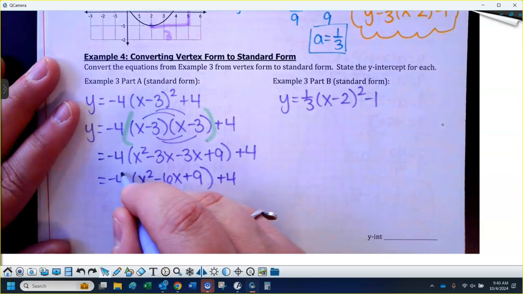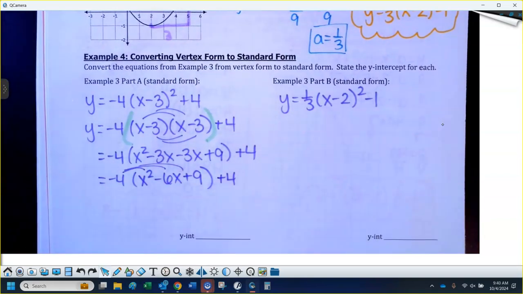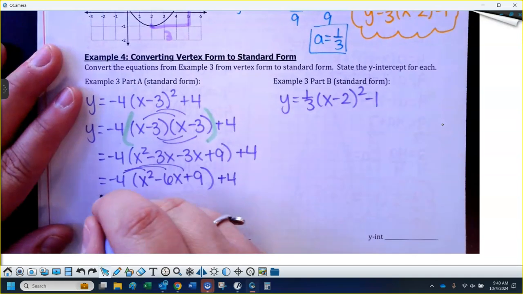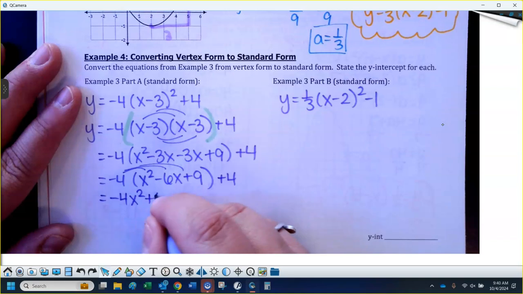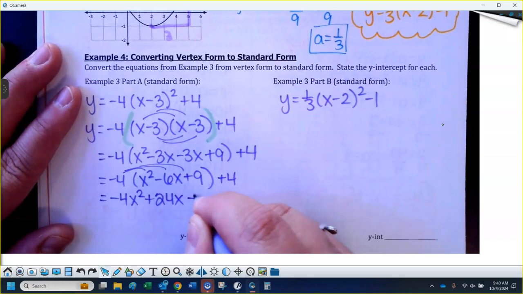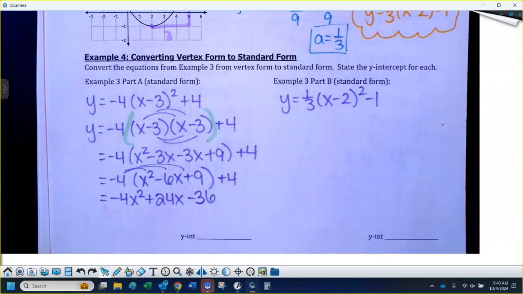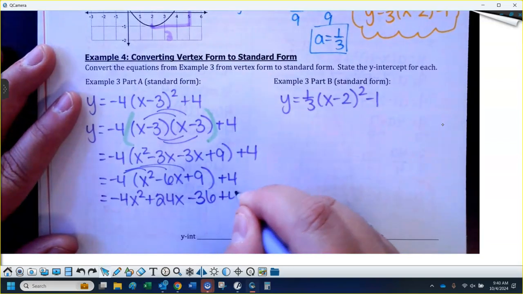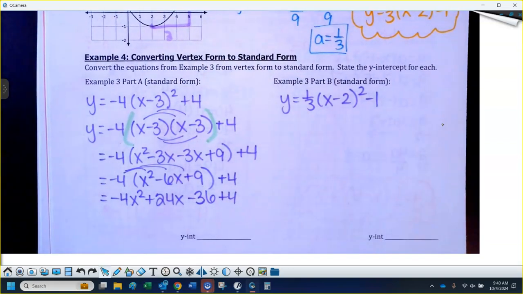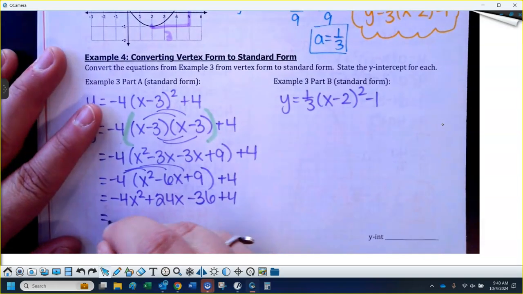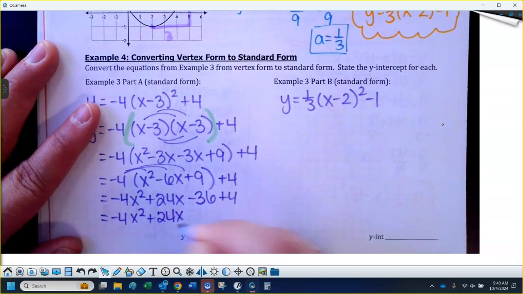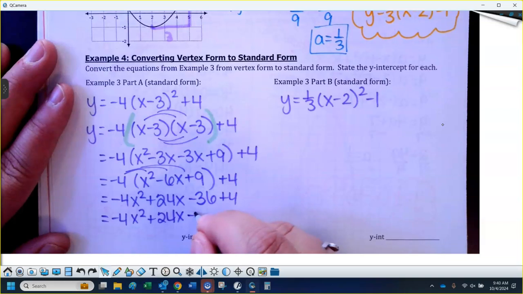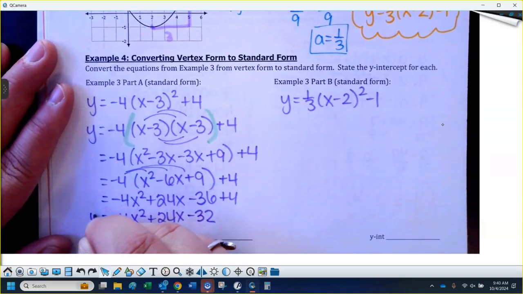You only distribute the a value to whatever you got when you multiplied out that quadratic. So I'd get -4x squared, then it'd be plus 24x minus 36. And then don't forget to bring down that 4. There should be one more step because you can combine the constant from the quadratic and that plain 4 that we had on the outside. So you get totally done: -4x squared plus 24x, -36 plus 4 is -32.